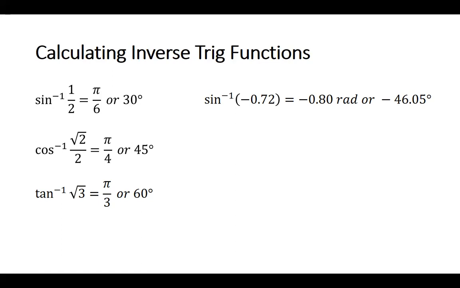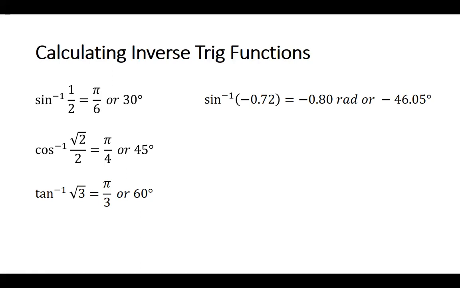So if I take the inverse sine of negative 0.72 and my calculator is set in radians, I get approximately negative 0.80 radians. If my calculator is set in degrees, I get negative 46.05 degrees. And again, that's approximated. Now I will point out two things with this. One, notice that my angle is a negative angle.